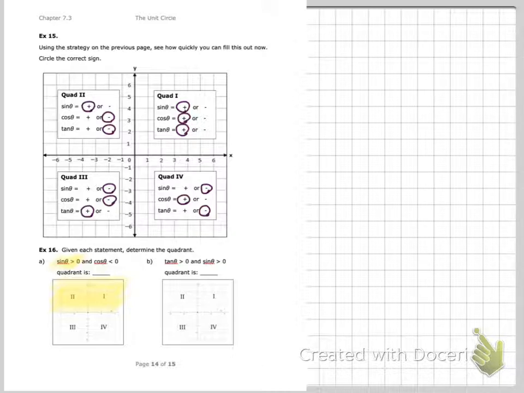Now we're looking for where the cosine is negative. Cosine is less than 0. And we take a look back up here. Cosine is negative in quadrant 2 and quadrant 3. And so that is this half of the coordinate plane. We're looking for where those overlap. So the sine is positive and the cosine is negative in quadrant 2.